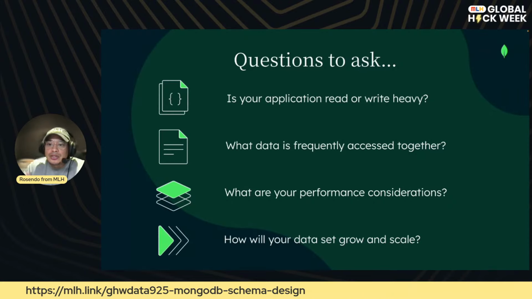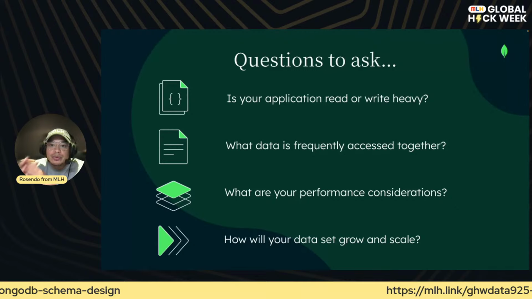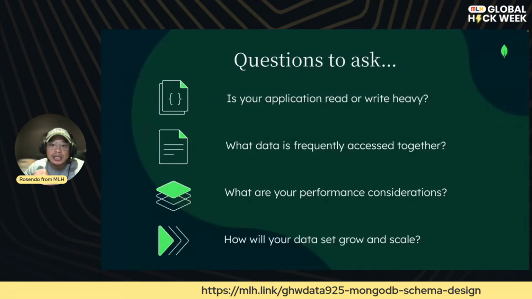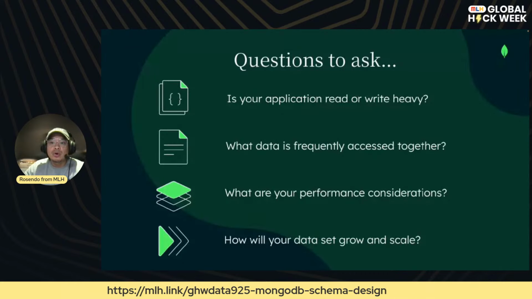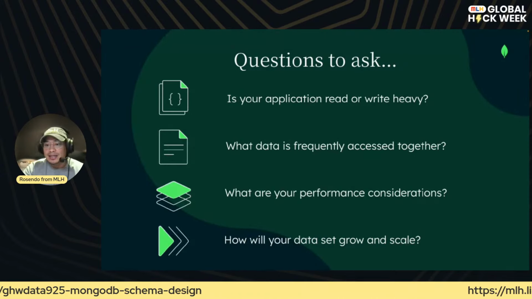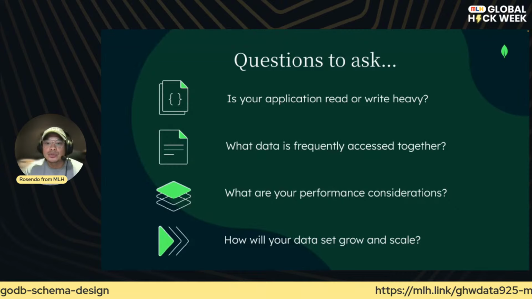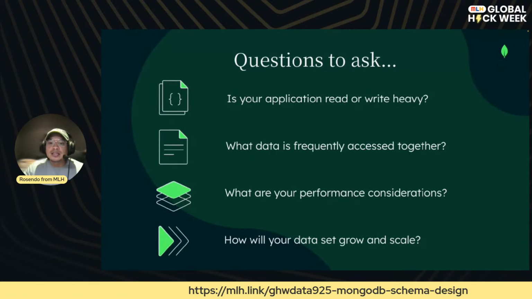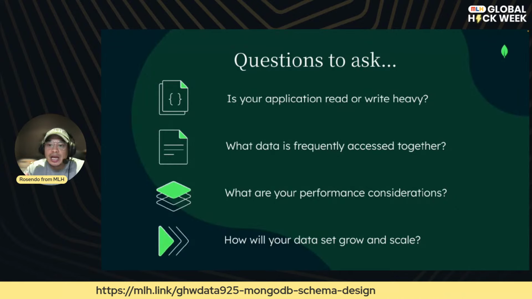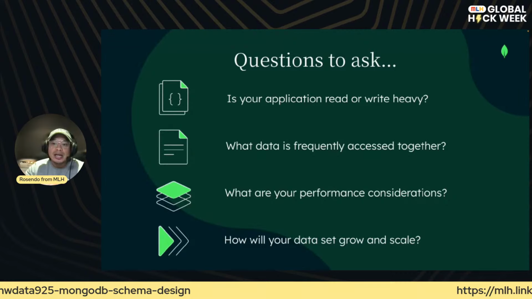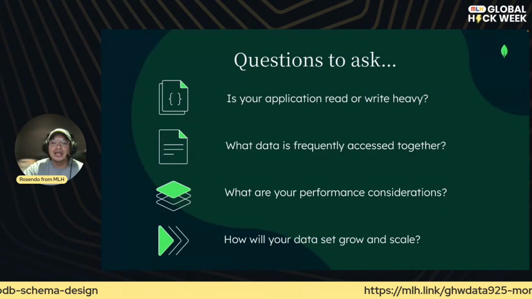All right. So we've talked about whether your application's read or write heavy. We've talked about whether or not you understand which data is going to be accessed together frequently. Next, we need to think about our performance requirements. And this is going to influence various decisions about things like indexing or sharding or whether to embed or reference related data. Those are concepts that we're going to be going over in a little bit. Finally, we also need to consider scalability. This is how your data is going to grow over time and how the schema design we choose is going to accommodate that growth.